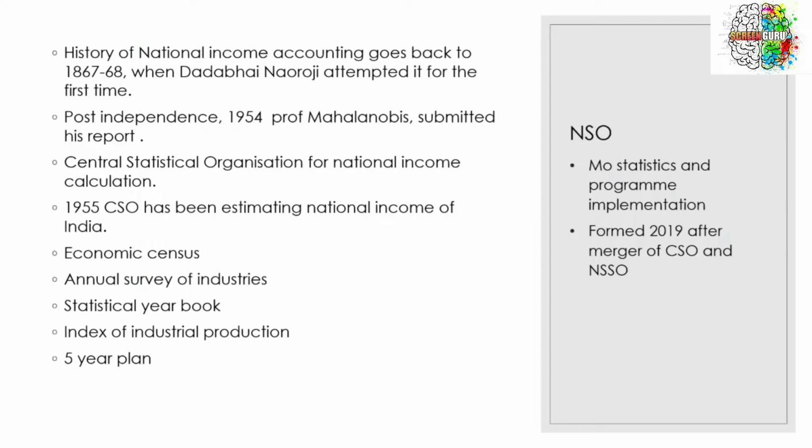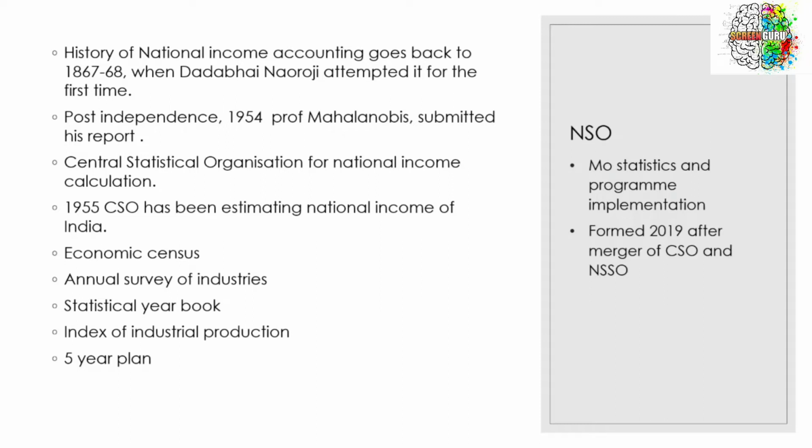It was in the year 1867 when Dadabhai Naoroji first attempted to publish the national income of the country, and that is when he subsequently came up with the drain of wealth theory and so on, and we got independence. Between that time, not much effort was taken by the government to come up with national income accounting. So post independence, the first national income data was submitted in the year 1954 by the Professor Mahalanobis committee, which was formed by the central government.